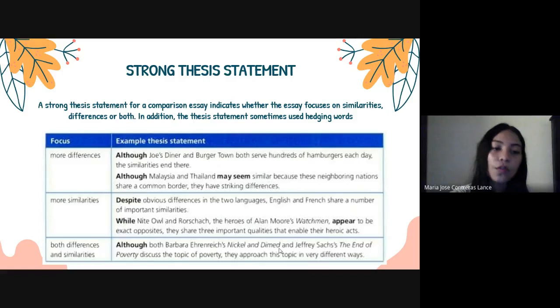And if you want to focus on both similarities and differences, you can use although, with the word both. Barbara Ehrenreich and Jeffrey Sachs, in The End of Poverty, both discuss the topic of poverty. They approach this topic in very different ways.